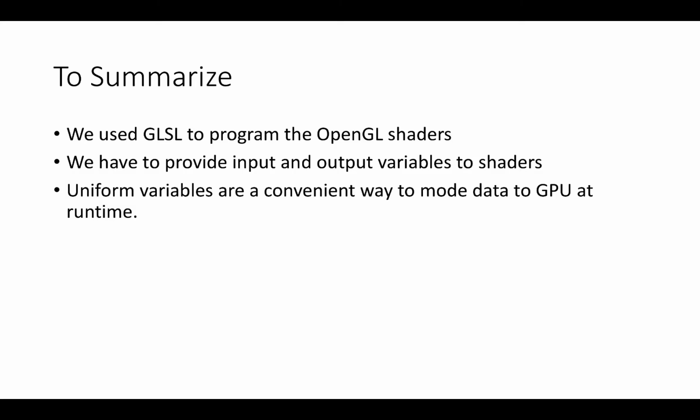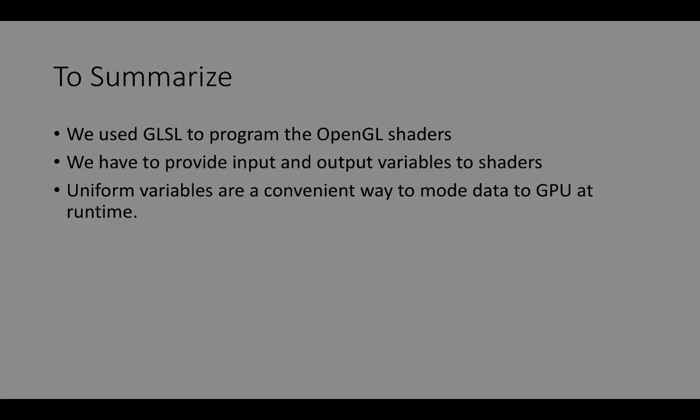We're done with this lecture. In summary, I stress 3 points. First, we use GLSL to program the OpenGL shaders. Second, we need to provide input and output variables to shaders. Third, uniform variables are a convenient way to move data to the GPU memory at runtime. In the next part of this module, we are going to look at matrices, transformations, and cameras in OpenGL. Talk to you soon!